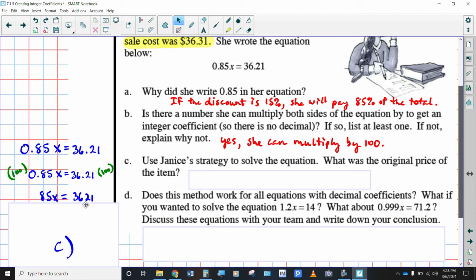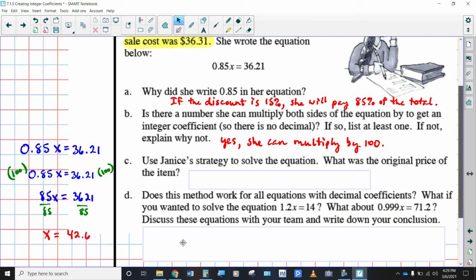Now, does it really matter if you're using your calculator? No, it does not. But if you don't have your calculator handy and you're going to use the division process and lining up the decimals is a problem for you, then go ahead and do this first, and then you can do the division and not have to worry so much about that decimal number until you get to this point right there. So divide each side by 85. What do we get for our final answer? We get 42.6. So that means that the original price must have been $42.60.